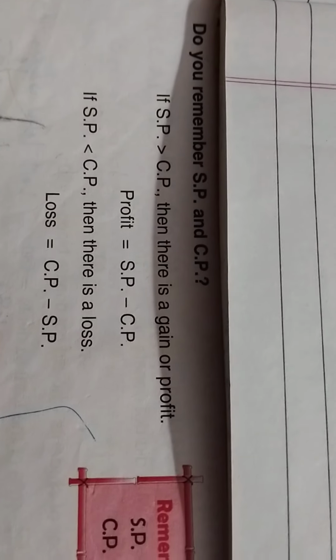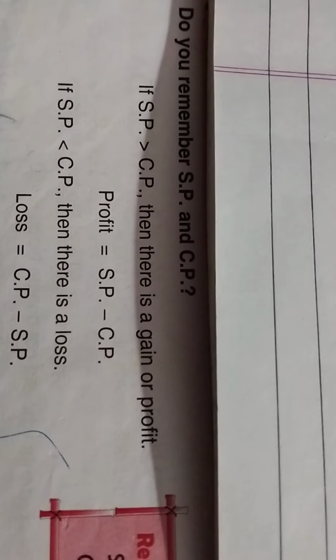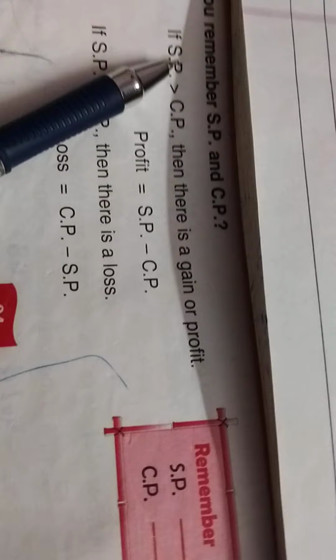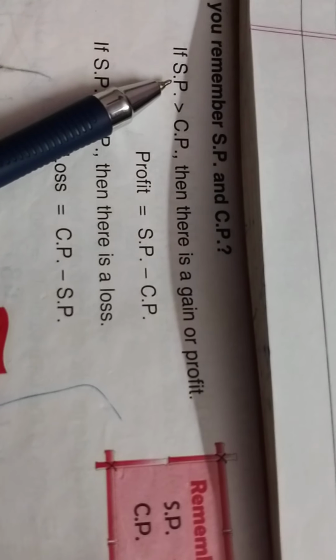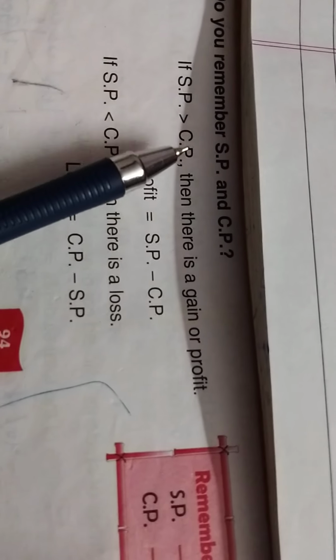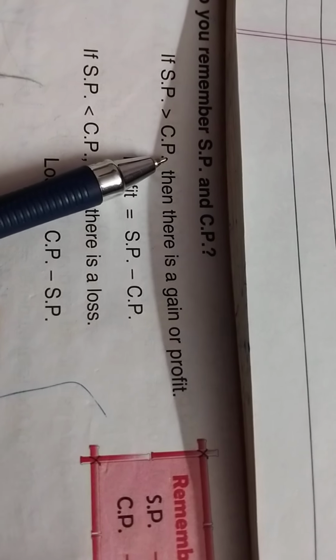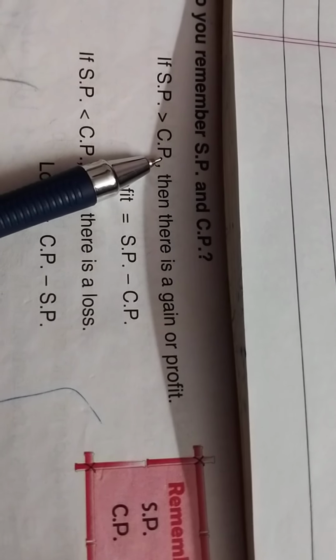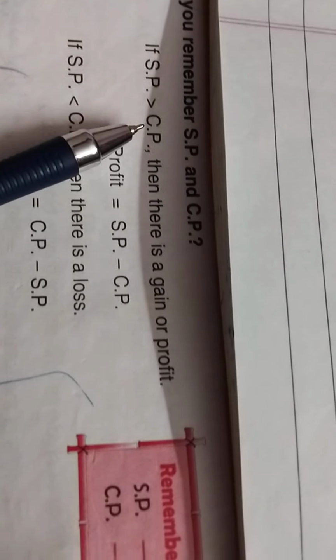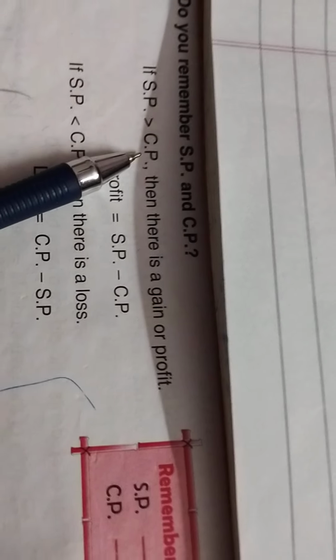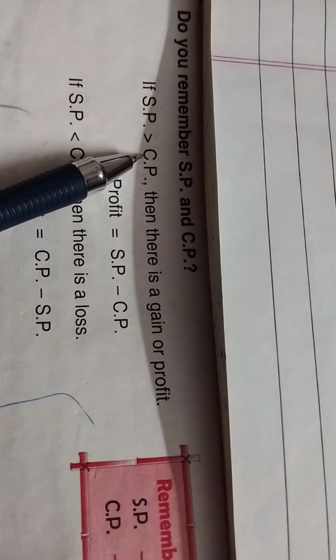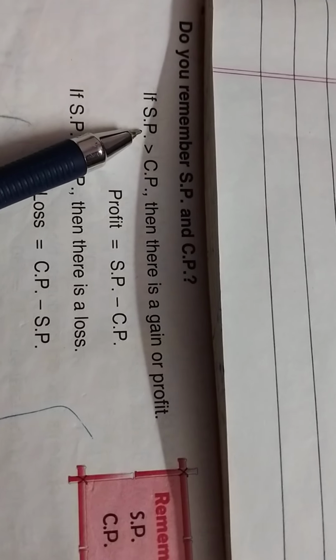Okay, for this, firstly, you should know what is selling price and what is cost price. Beta, selling price is that price at which we will sell anything. And cost price is the cost of the thing which we purchase from the market, from anywhere. In short, we can write cost price as CP and selling price as SP.